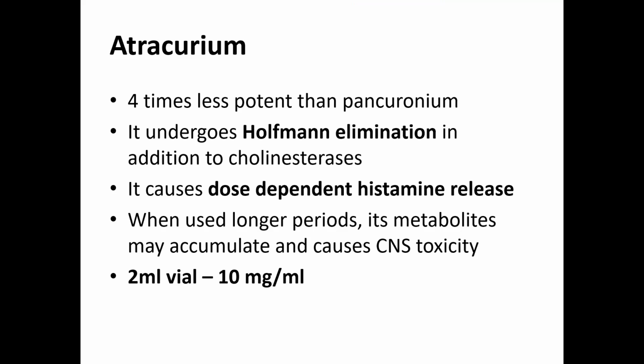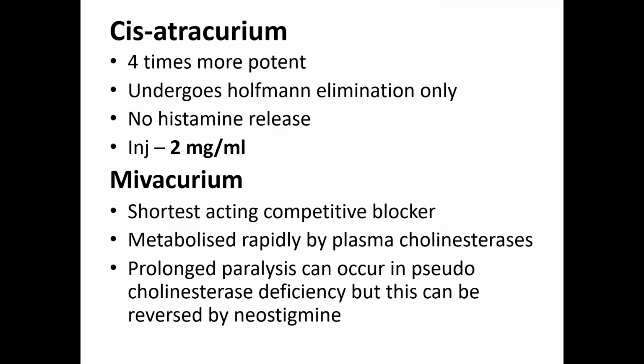Hofmann degradation is important. They will ask you in viva, what is Hofmann degradation or Hofmann elimination? It is metabolized spontaneously without using enzymes. And cisatracurium is the cis form of atracurium. It is 4 times more potent than atracurium. It undergoes Hofmann elimination only, and it is not metabolized by enzymes. So it does not release histamine. It is available as injections, 2 milligrams per ml.